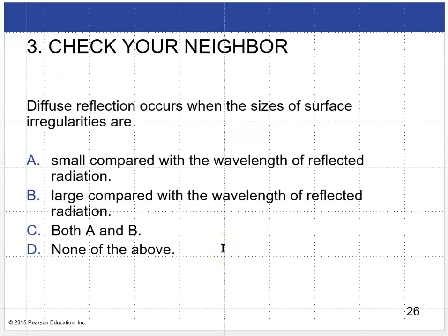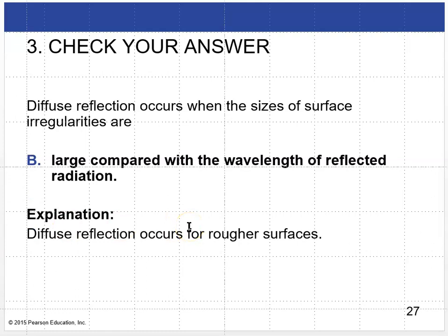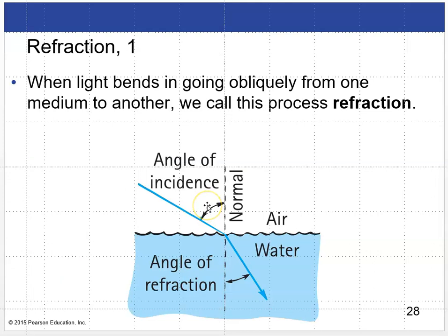Diffuse reflection occurs when the sizes of surface irregularities are large compared with the wavelength of reflected light. The rougher the surface is, the more diffuse the reflection is. Now that's reflection. Be very careful. Now we're going to talk about refraction.